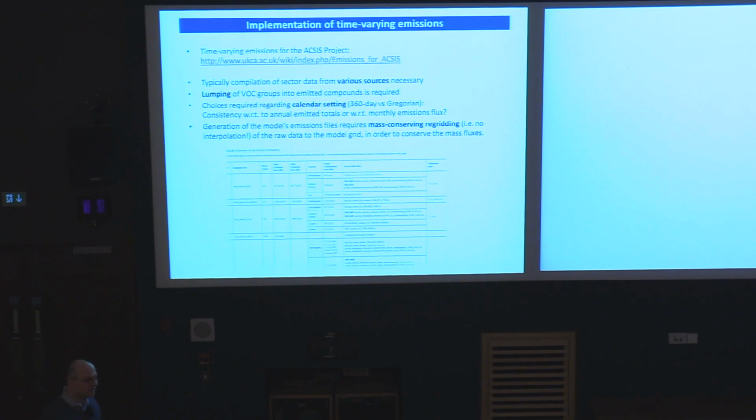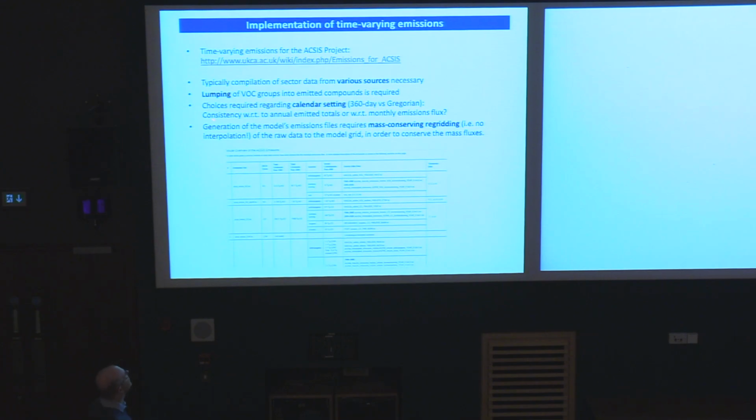If you're interested in keeping the annual total of your emissions constant, then you need to apply a scaling factor. You need to provide two different sets of emissions, because the other calendar is 5 days longer. And if you have a monthly emission flux, then you have 5 days more emissions, so the annual total might be slightly larger. The difference is small, however, it depends on what you're interested in.